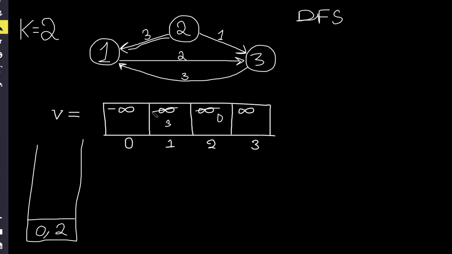Now we will remove this and call this with 3 comma 1. From 1, we will try to call its child, which is 3. So from 1 to reach 3, what will be the time? Already to reach 1 we spent 3 time. From here to reach 3 it will be 5. So 5 is lesser than infinity, so we will update our value to 5.